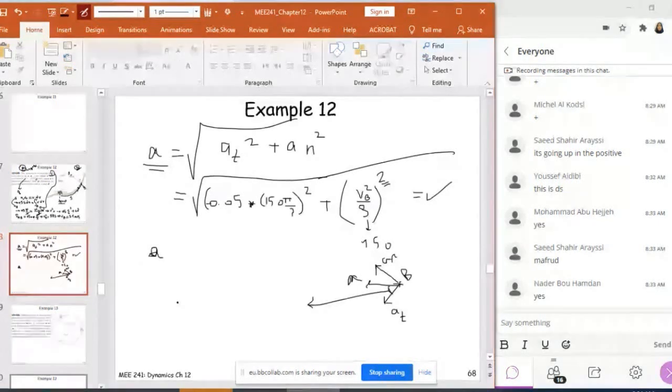How to find this angle, guys? Tan theta will be equal to AN over AT. Okay, guys? Or you can find this one here, so you're going to say it's AT over AN. So you should specify the angle and the magnitude, like we did, guys, in statics, in order to determine a vector. So in order to determine a vector, you should put the magnitude of this vector as well as the angle. Okay?